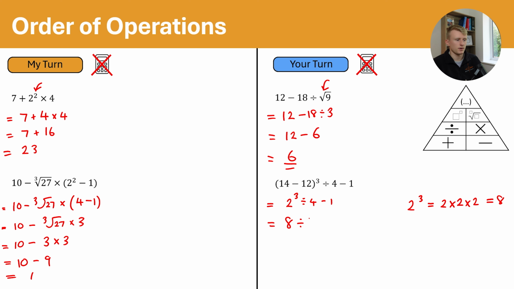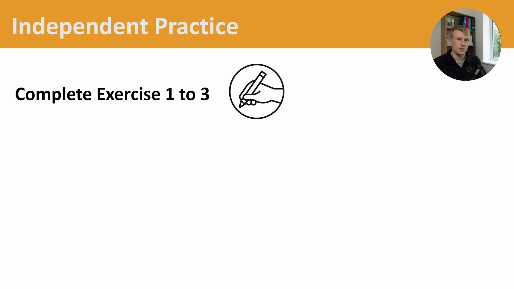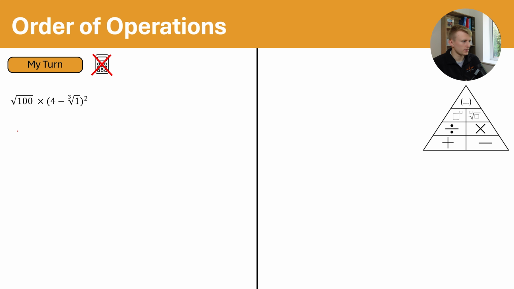I then divide that by 4 and take away 1. I'll do my division first. 8 divided by 4 is 2. Take away 1, which is 1. If you're working through our lesson booklets, you can now complete exercises 1 to 3. Okay, we're going to look at some harder examples.